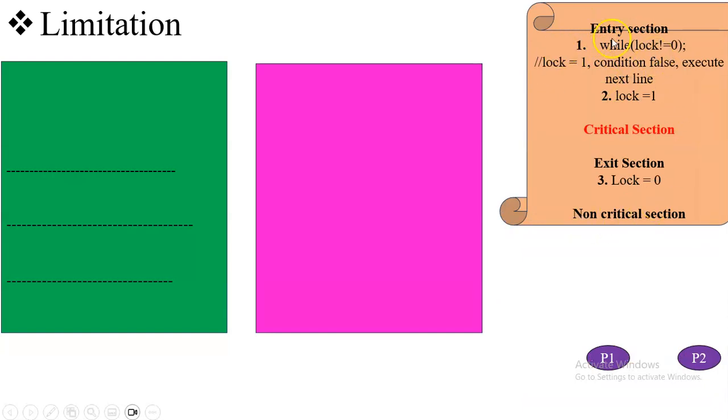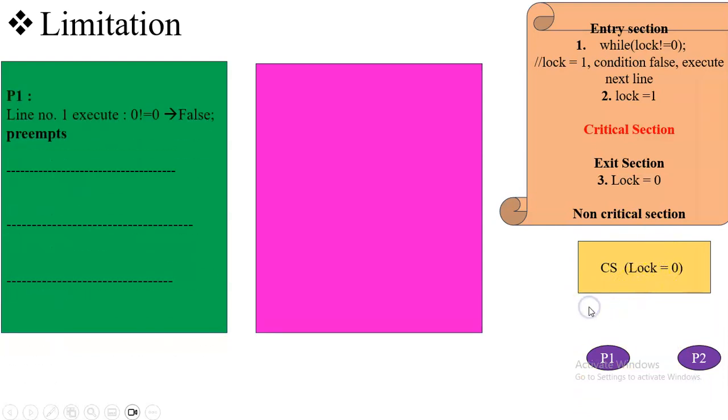So this is a piece of code that we are referring to. This is line number 1, 2 and 3. There are 3 lines, right? And there is a critical section and there are 2 processes. Initially, the lock variable has a value of 0. Now P1 is starting its execution of this particular program. It executes line number 1. It checks while lock is not equal to 0. What is the value of lock? 0. 0 is not equal to 0. The condition is false. Whenever the condition is false, it will jump to the next line. That means the value of lock will now be equal to 1.